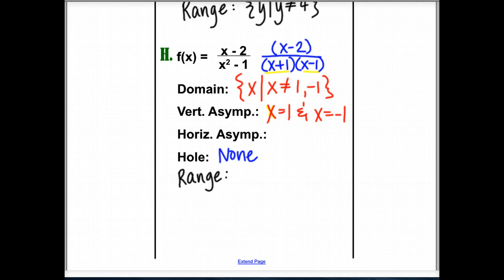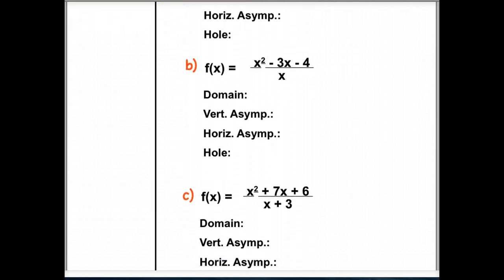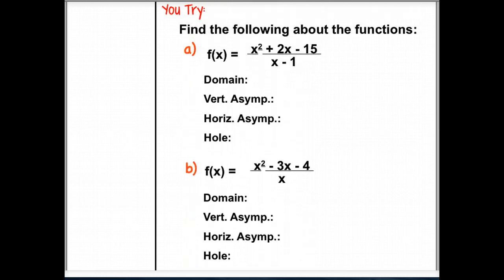Now, horizontal asymptotes. I look and I see that my degree is bigger on the bottom. That means I have a horizontal asymptote at y equals 0, making my range all y values such that y cannot equal 0. Your job now is to go ahead and complete these 3 U-try problems. And I do want you to add in for each of these to do the range too for all 3 of them. And bring your questions with you to class tomorrow.